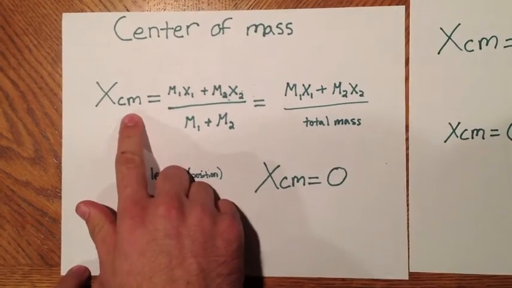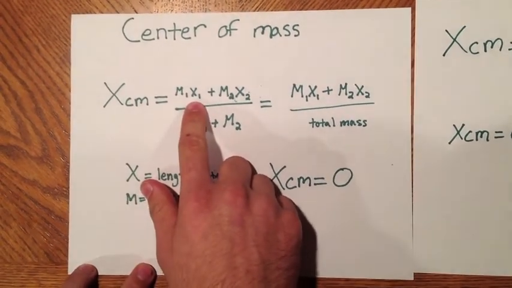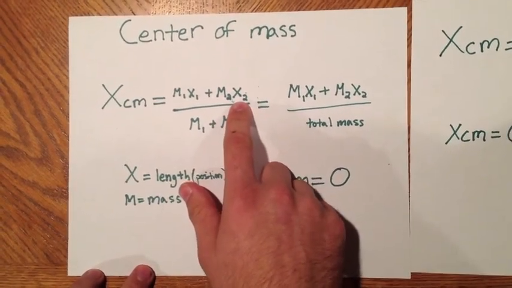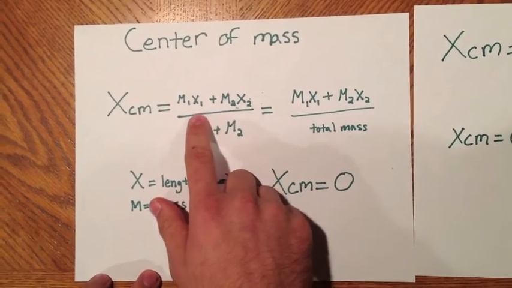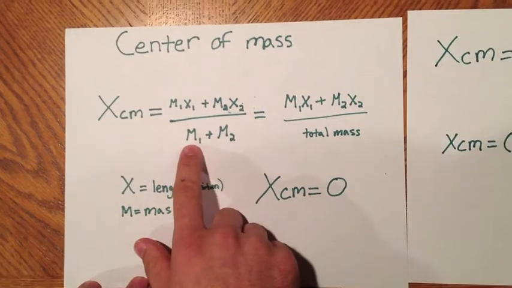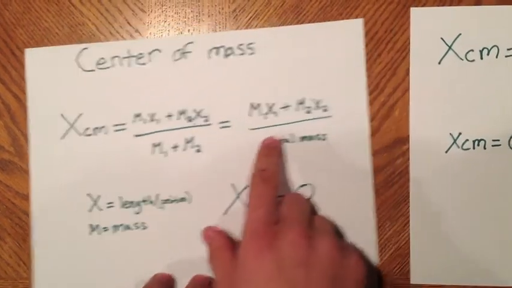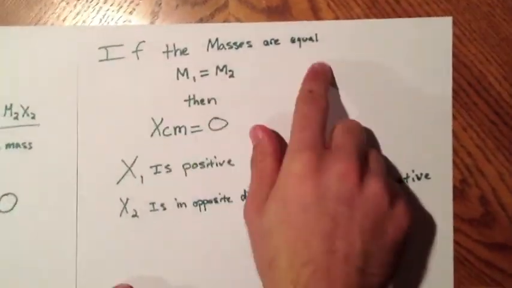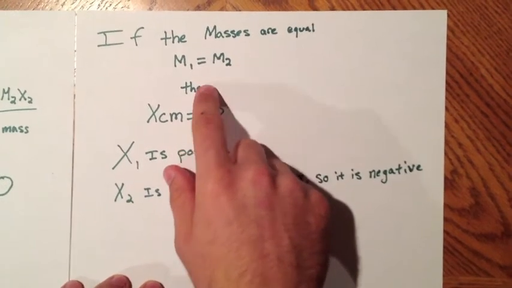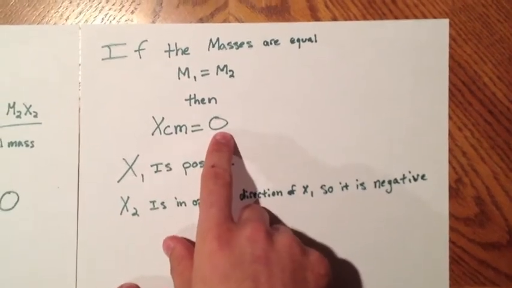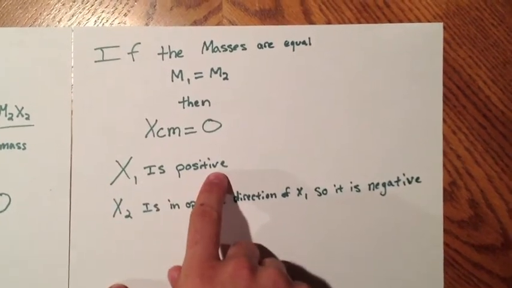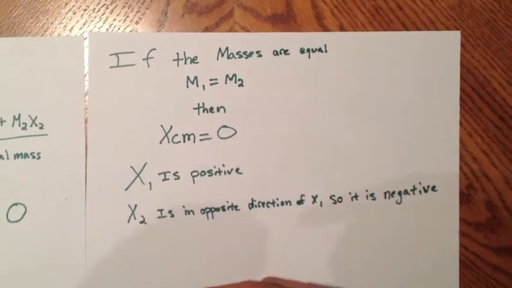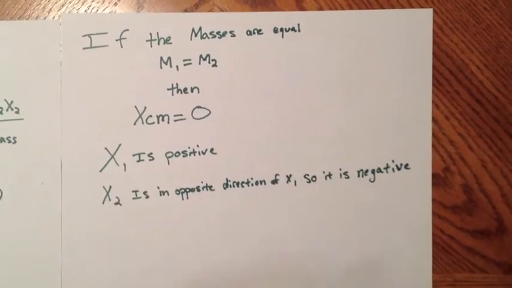The center of mass equation equals the first mass times the position of that mass plus the second mass times the position of the second mass, which will be in the opposite direction of the first mass. All that divided by both of the masses, which equals the total mass. Then if the masses are equal, if m1 equals m2, the center of mass will equal 0, because x1 is positive and x2 is in the opposite direction, so it will be negative. So they'll cancel each other out and it will equal 0.